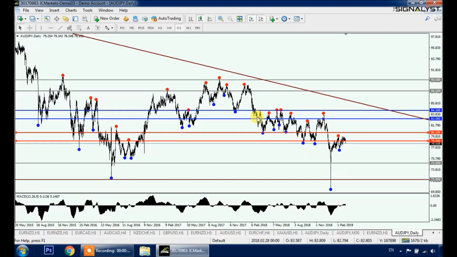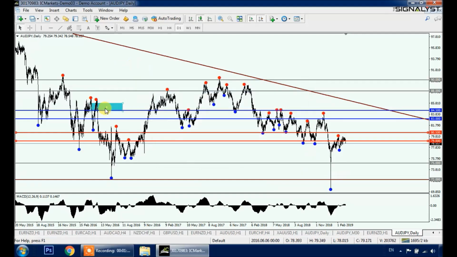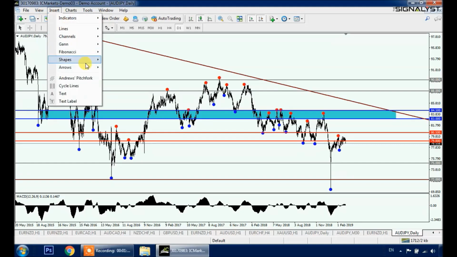And as the lines are close to each other, we can even draw an area between them. So let's make this one in blue. Here we go. Alright, and let's make another one in red.